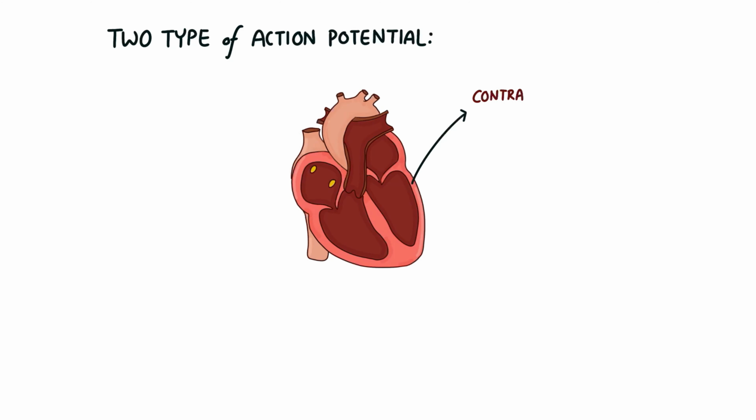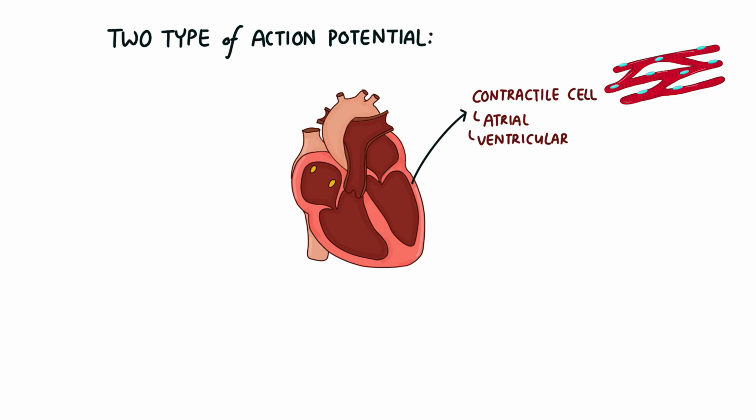There are two types of cardiac action potential. First, let's talk about the action potential in contractile cells. These make up the bulk of the heart muscle, the atrial, ventricular, and Purkinje fibers. Their job is to contract and pump blood. Unlike some other cells in the heart, they lack automaticity, which means they need to be stimulated by another cell to fire an action potential.